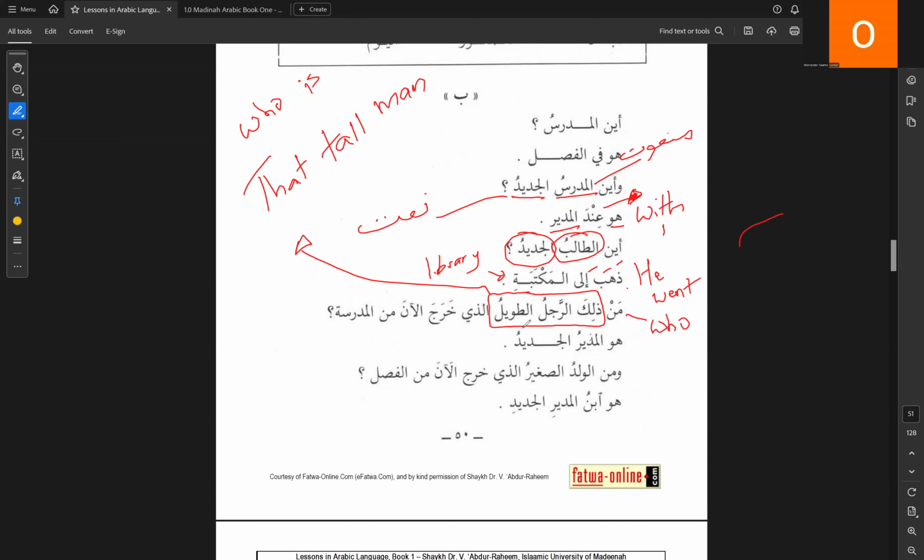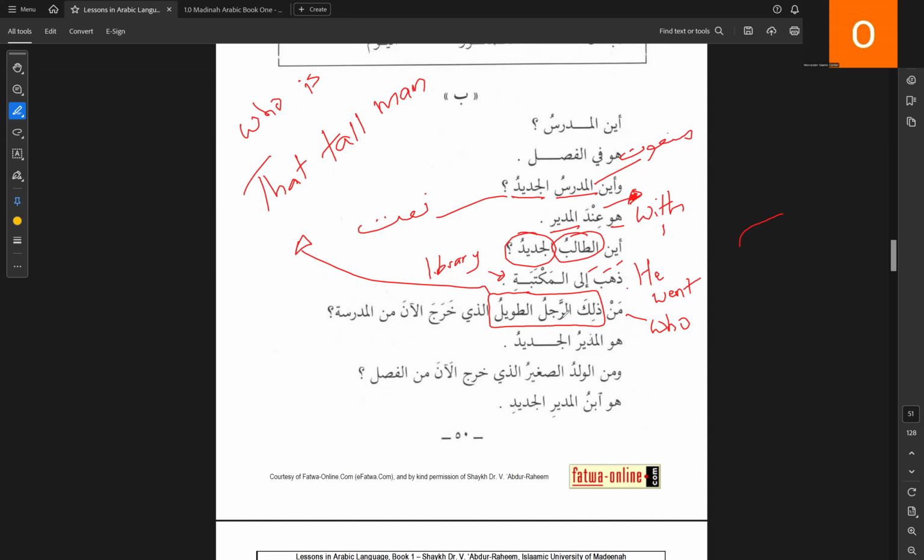Why? Because it's ism ishara. Because it's a pointing word. The pointing word, when it comes at the beginning of a sentence like that, before the words, it gets brought into it. ذلك makes it a definite word. ذلك is a definite word. Here, that's what I want to say. ذلك is a definite word. Okay? Because you're talking about something specific. Now let's talk about the ذلك and الرجل, because الطويل is pretty easy.